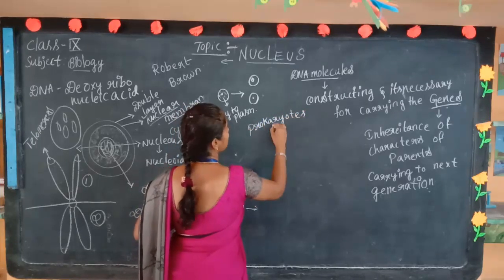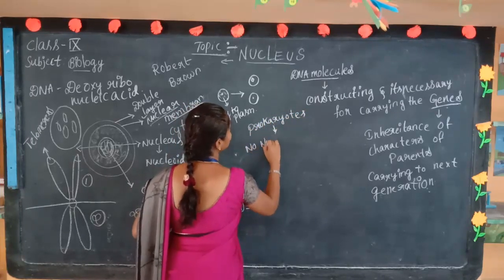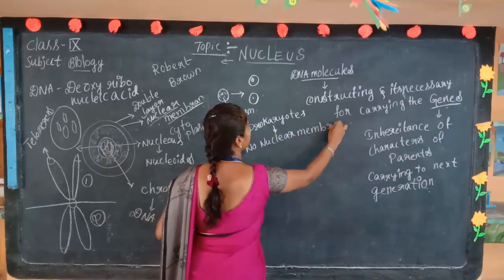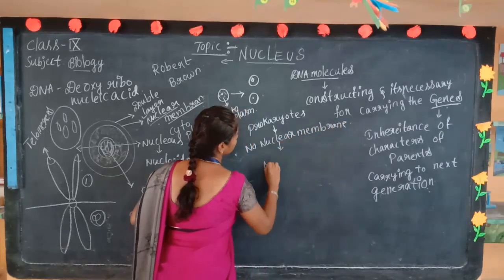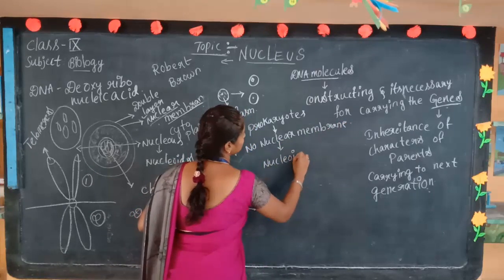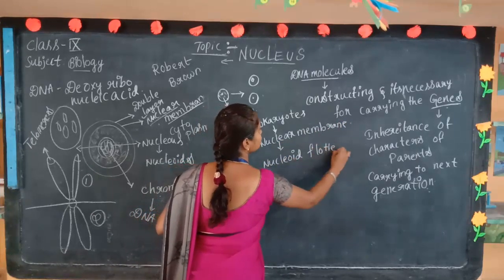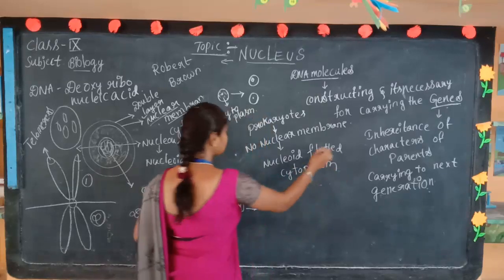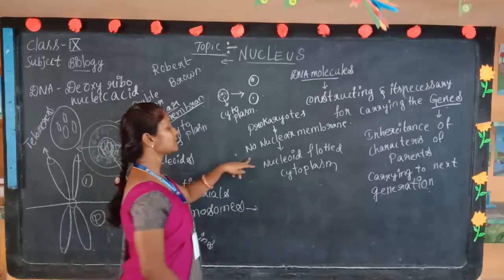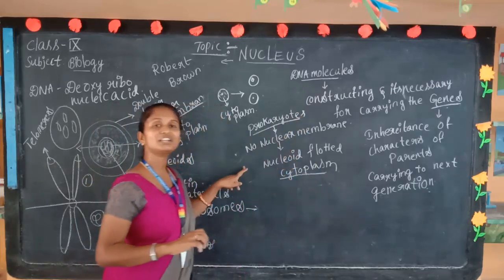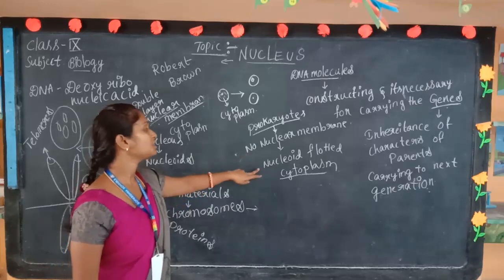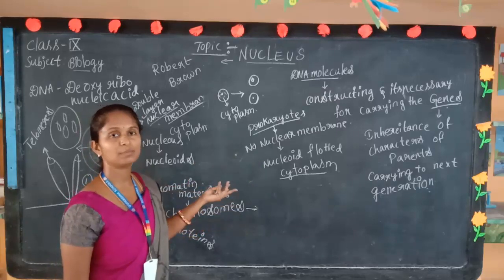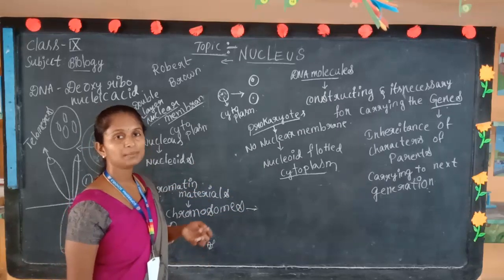The prokaryotes do not have a nuclear membrane. Nuclear membrane is not there in the prokaryotes. That's why the nucleoid is floated in the cytoplasm. So the cytoplasm of prokaryotes does not have any cell organelles. Only the nucleus occupies the space, and that's why we may call it that only a single nucleus will be present.